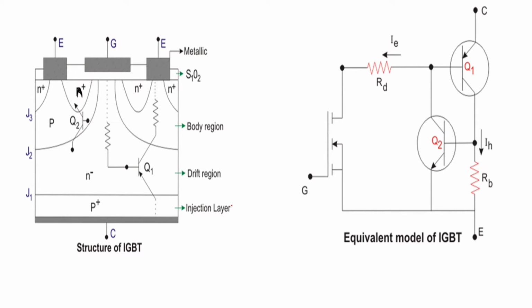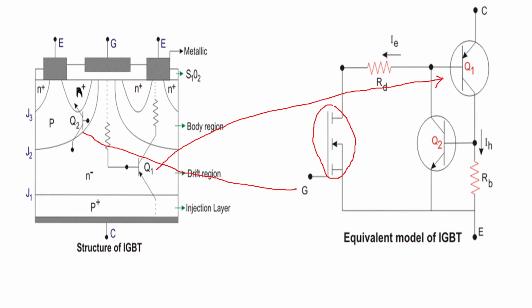Next, let's look at the equivalent model. The structure of the IGBT shows junctions J1, J2, J3, transistors Q1 and Q2 formed, and an insulated gate. All of that can be shown in an equivalent circuit. Here is the insulated gate, the transistor Q1 is shown here, and the transistor Q2 is shown here.